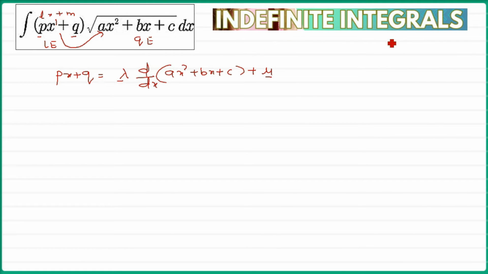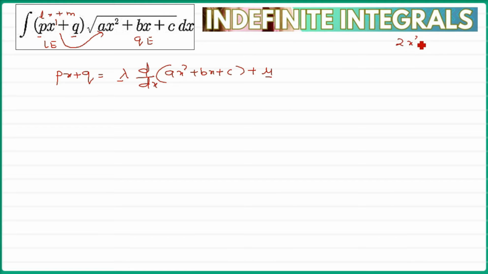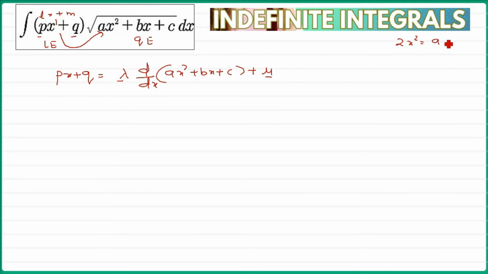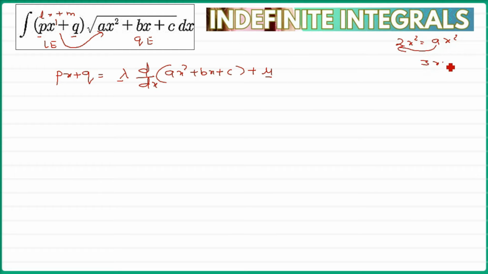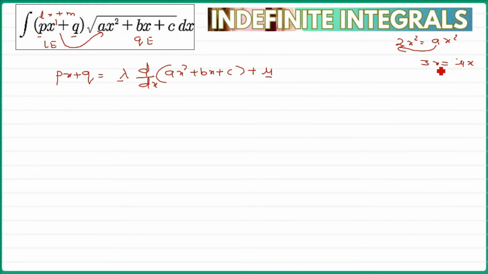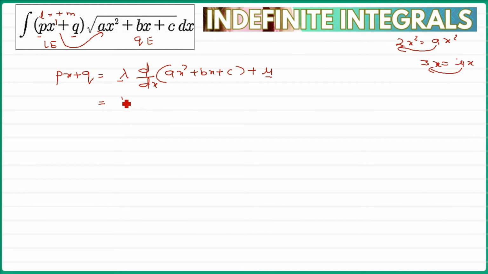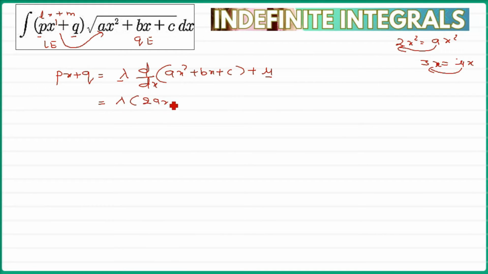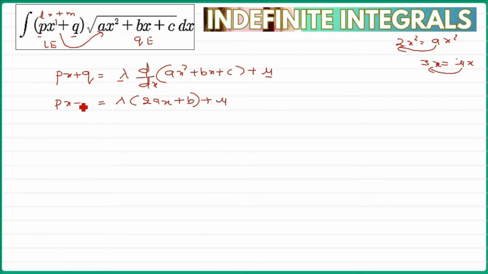We assume that p, q, a, b, c are all known to us whenever this question comes. So if you have 2x square equals ax square, what does it mean? It simply means a is equal to 2. Similarly, if I write 3x equals say mu x, what does it mean? Mu is equal to 3. So let's differentiate this. It will be lambda into the derivative of ax square, which is 2ax, then b, and c will be 0, plus mu. And this equals px plus q.